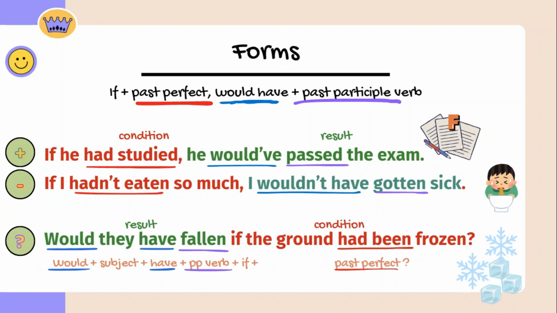And finally, the interrogative. Would they have fallen if the ground had been frozen? In this one, we turn the clauses around. Thus, we start with the main clause and finish with the if clause. The structure looks like this: would plus subject plus have plus past participle verb plus if plus past perfect.